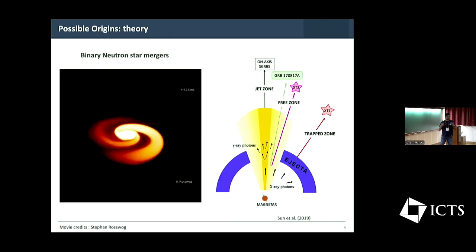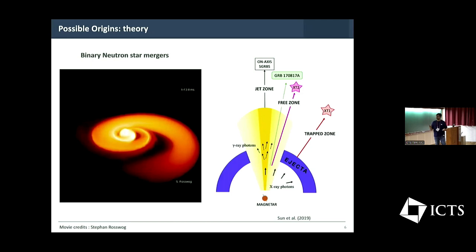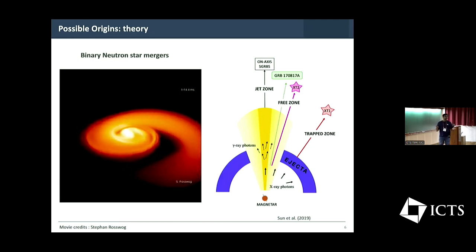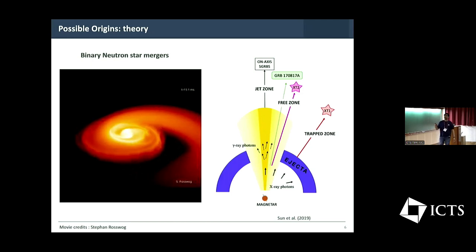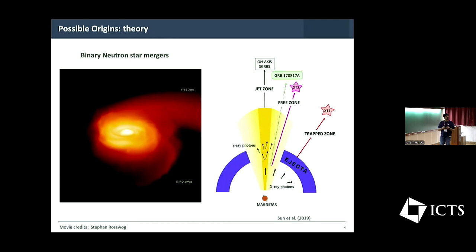These days, as most of the transients are associated with magnetars, there is also a crude model for fast X-ray transients where magnetars act as a central engine. You can see there are three zones: a jet zone, a free zone, and a trap zone. If you are viewing in the jet zone, you will see the fast X-ray transient along with the GRB. If you are in the free zone, basically it's off axis, so you might not see the GRB, and you will see the X-ray transient as a whole.